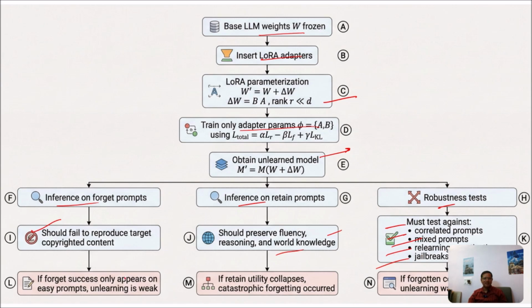If the forget succeeds but the retain utility collapses, then it is a sign of catastrophic forgetting. If the forgotten content reappears, then the unlearning is superficial. You have to repeat the process again, or change and update the parameters to retrain the model. So this is the complete LLM unlearning process.